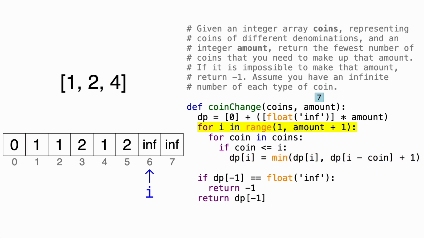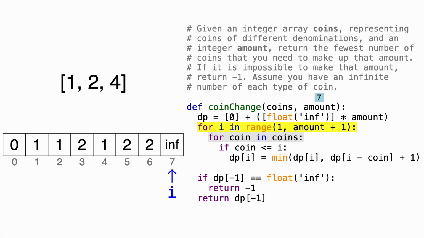For index 6, first we'll check the value at index 5, which is 2. So let's start with 2 plus 1, which equals 3. Then we'll check the value at index 4, which is 1. And 1 plus 1 equals 2. So let's update this to a value of 2. Lastly, the value at index 2 is also 1, so nothing changes.